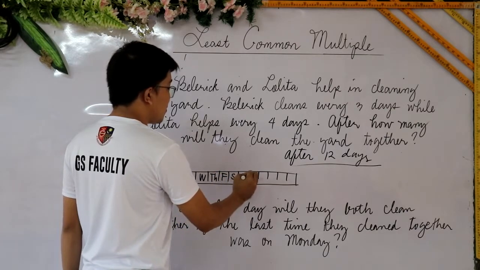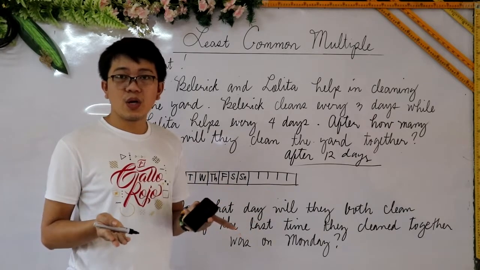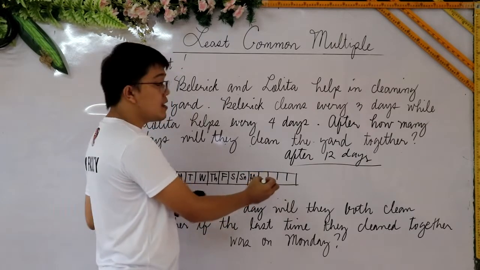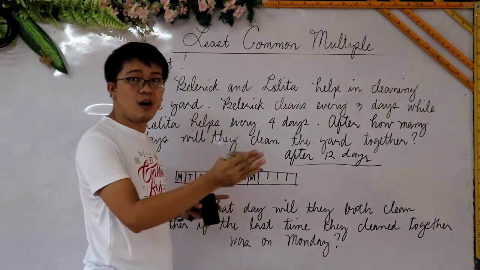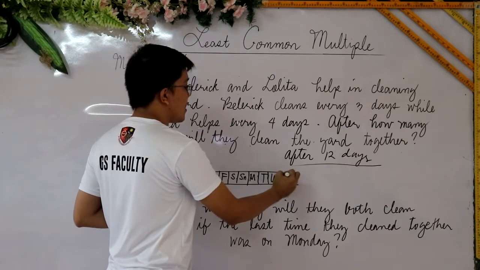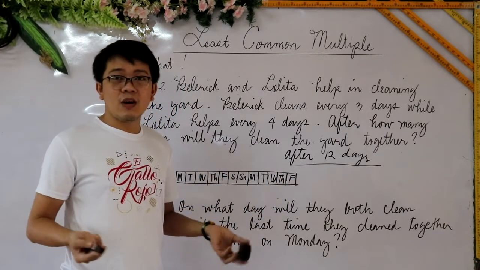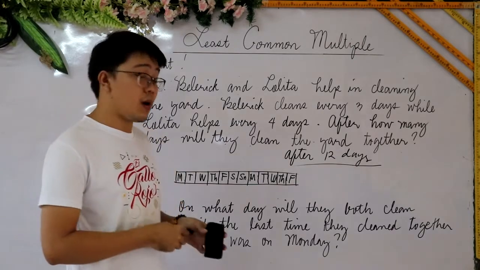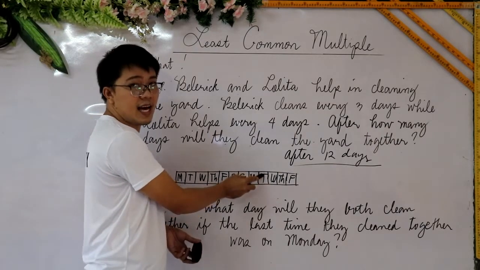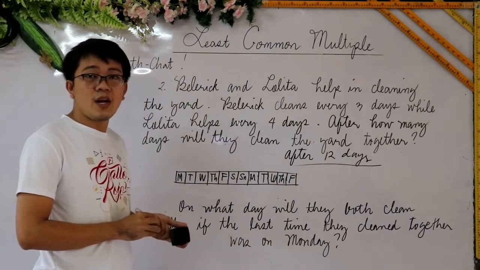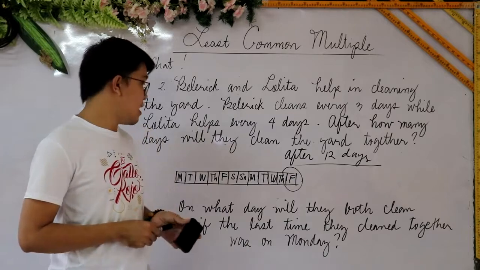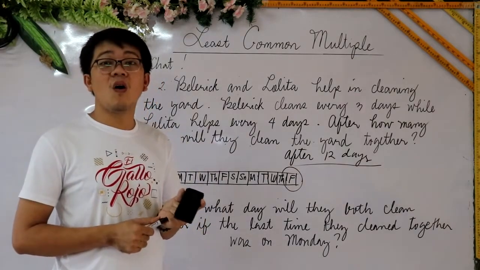Saturday, Sunday or SN. Now after Sunday, we're going to go back again to Monday. I'm going to write here M for Monday, and then just follow the order of the days. After Monday, we have Tuesday, Wednesday, TH or Thursday, and Friday. Now let me count again the number of blocks I have drawn here on the board. I have 1, 2, 3, 4, 5, 6, 7, 8, 9, 10, 11, 12. According to our blocks, the 12th day is on Friday. So it means they're going to clean together again on Friday.